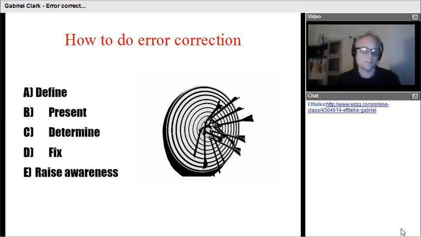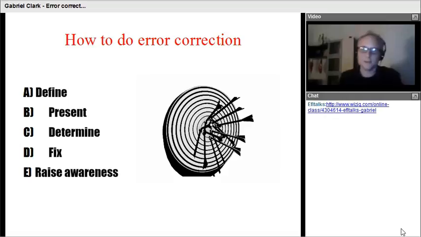Defining consists of the teacher making notes. Presenting consists of the teacher presenting the errors and mistakes to the learners. Determining, what does this mean? Determining what's a mistake and what's an error, what's a language performance issue and what's a knowledge issue. And fixing the errors and mistakes through raising awareness.